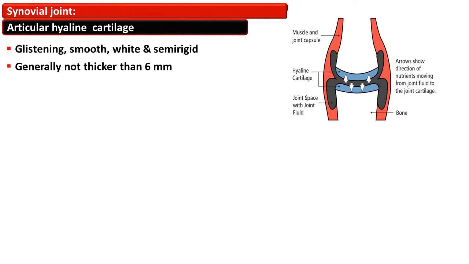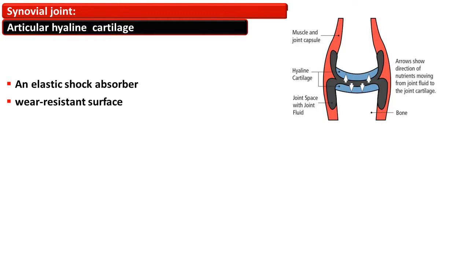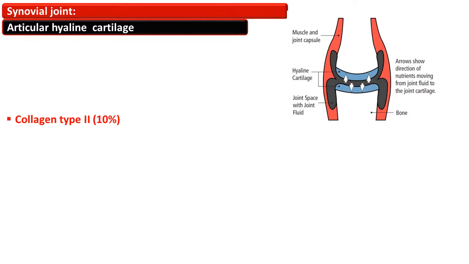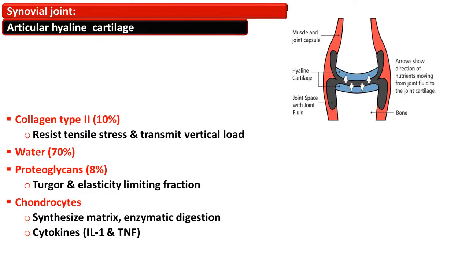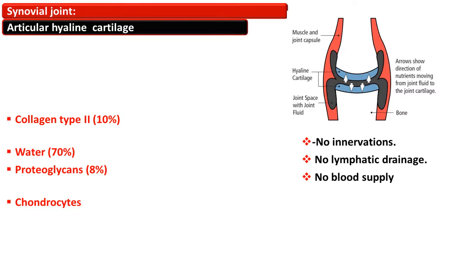The articular hyaline cartilage is glistening, smooth, white and semi-rigid. It is not thicker than 6 mm, and it basically serves as an elastic shock absorber and wear resistant surface. It is composed of 10% collagen type 2, while 70% of it is water. 8% of the articular cartilage contains proteoglycans, and the chondrocytes are also there. Collagen type 2 resists tensile stresses and transmits vertical load, while the proteoglycans are responsible for the turgor and elasticity, limiting flexion. Chondrocytes synthesize matrix, enzymatic digestion and other proteins. It is important to note that there is no innervation, no lymphatic drainage, and no blood supply for this hyaline cartilage.